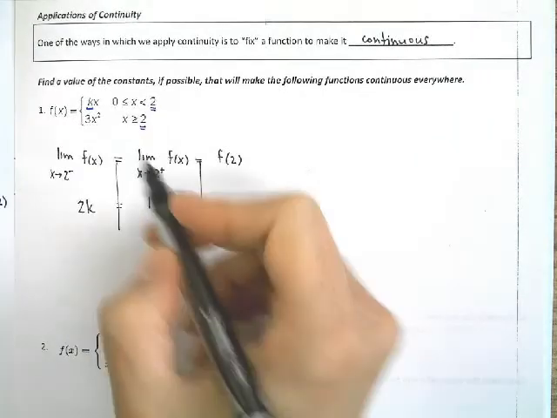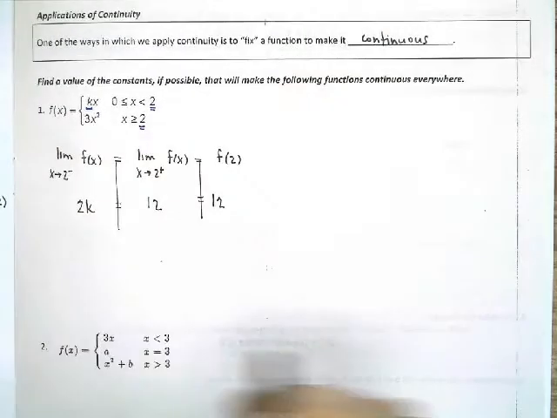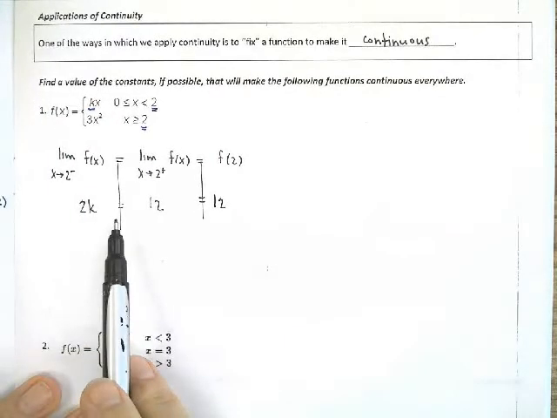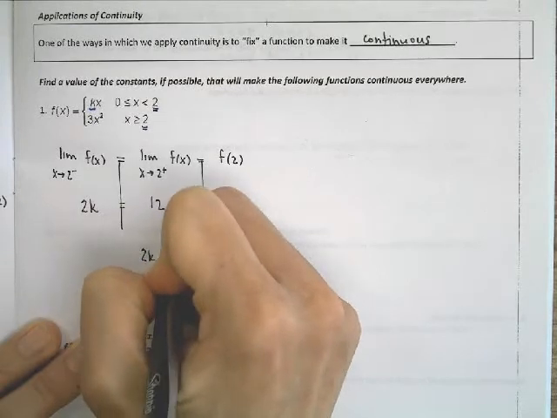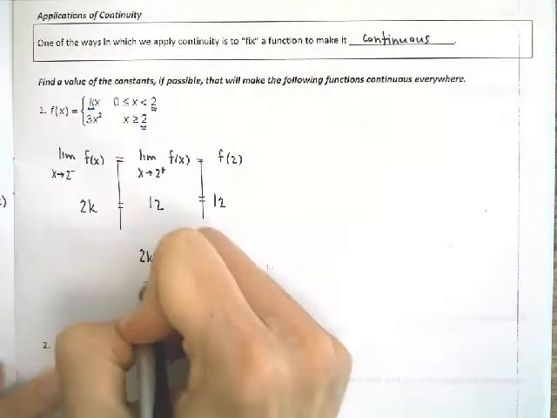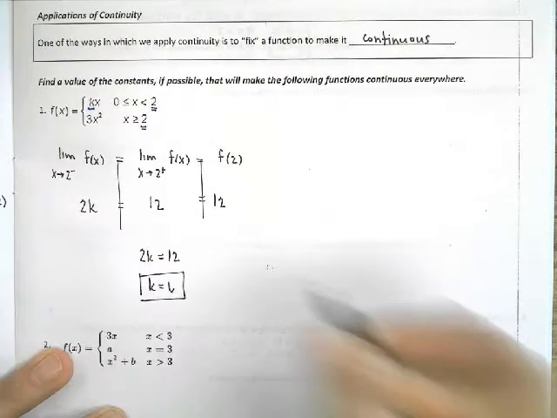And then f of 2, obviously, is that same piece. That value is also going to be 12. So what this tells me is that if I'm going to be continuous, 2k has to be equal to 12, which means my value of k must be 6.